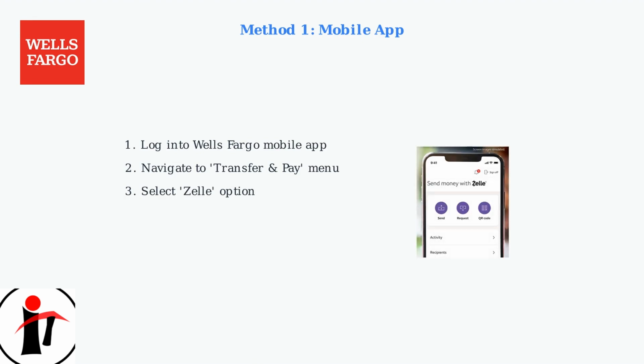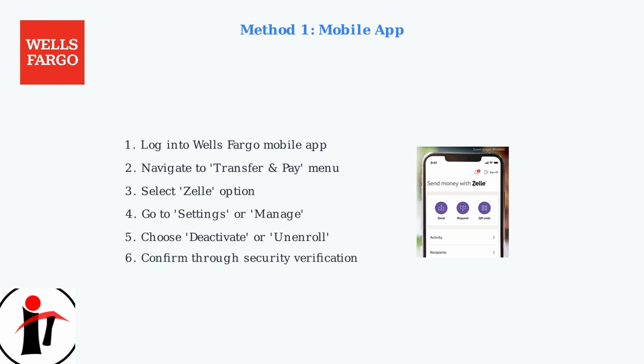Start by logging into your Wells Fargo mobile app, then navigate to the Transfer and Pay menu where you'll find the Zelle option. Once in Zelle settings, look for the Manage or Settings option, then select Deactivate or Unenroll. You'll need to complete security verification to confirm the deactivation.